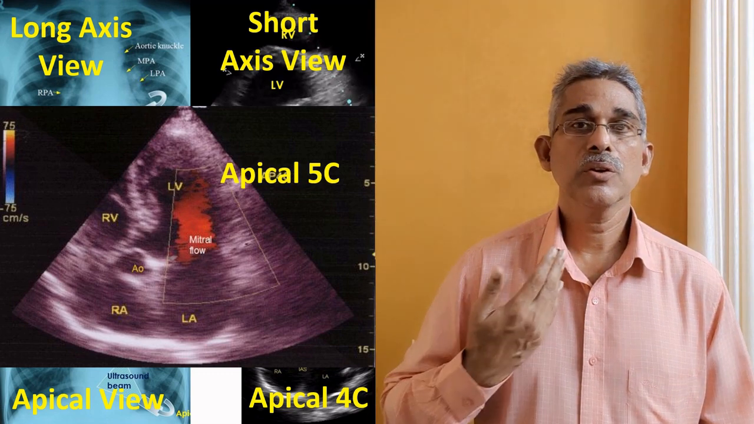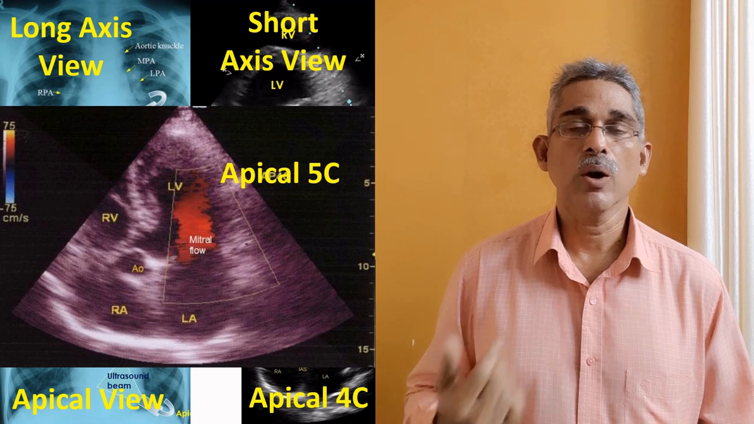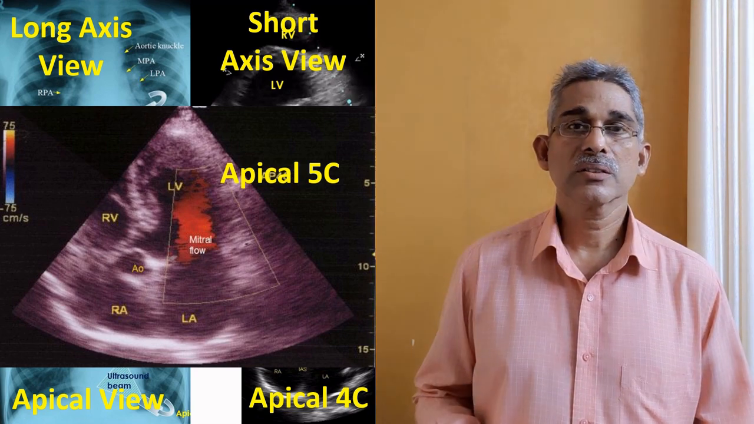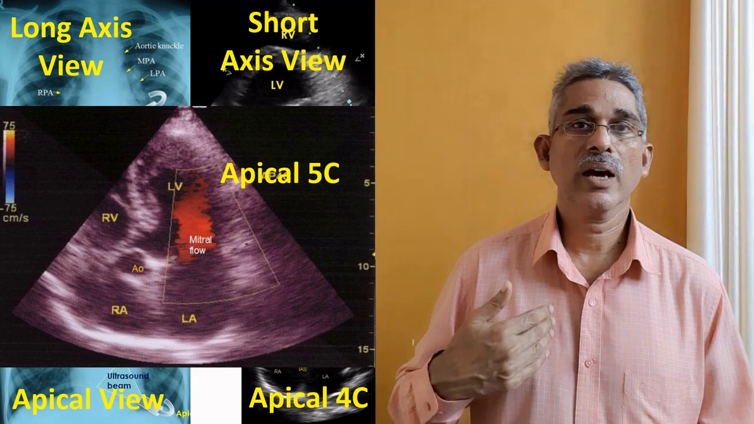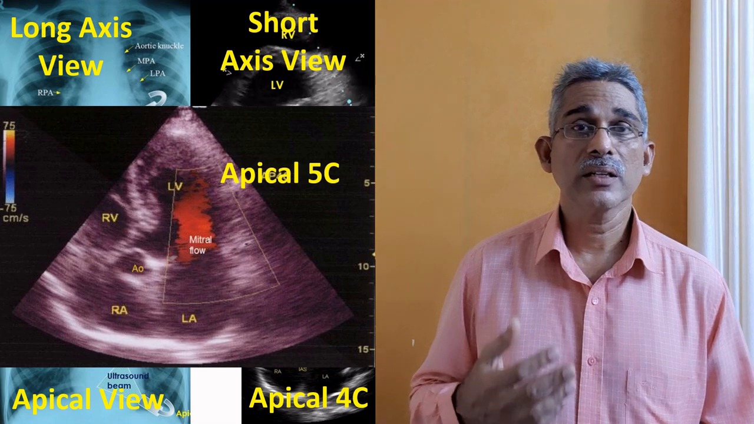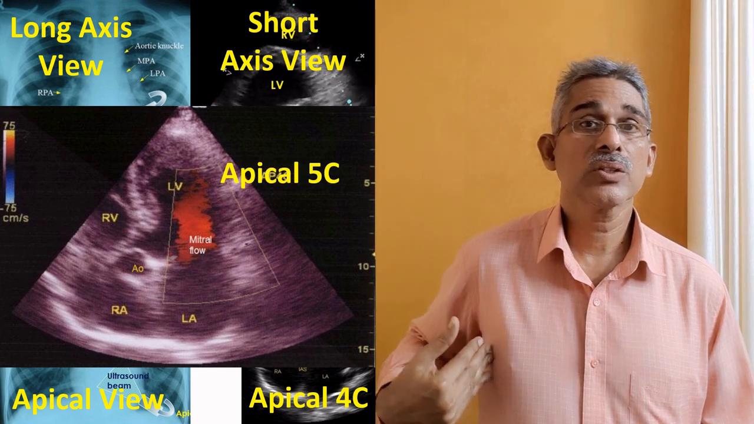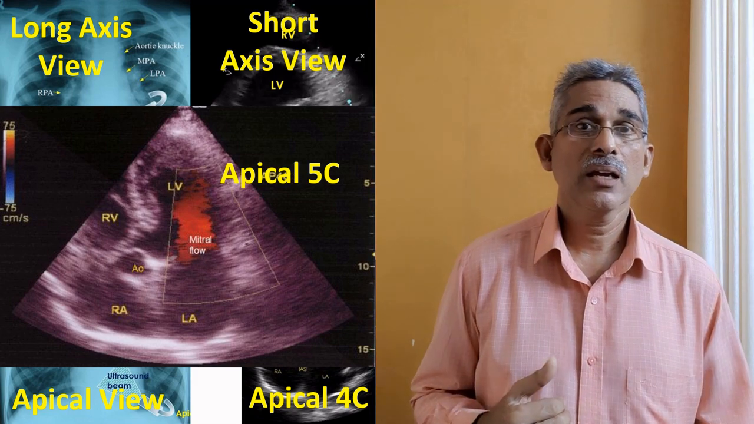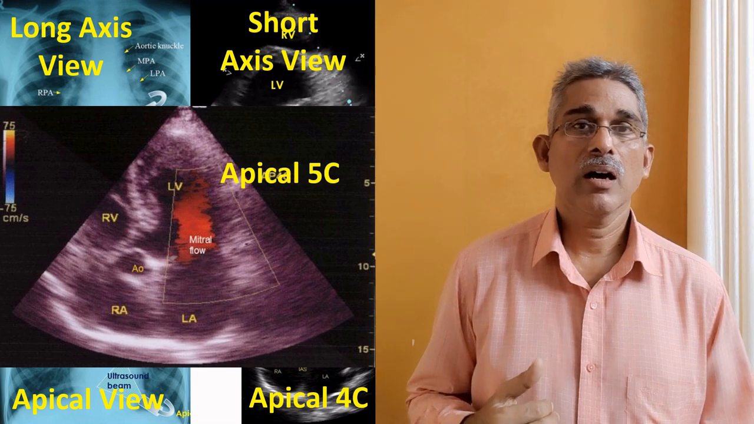Then occasionally you may need a right parasternal view also. When you think that the right atrium is enlarged, you want to assess the TR, sometimes you use a right parasternal view. Then still other occasions you may use a axillary view, that is to image the inferior vena cava.